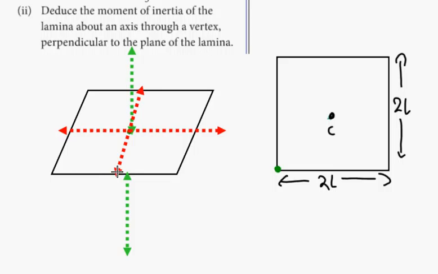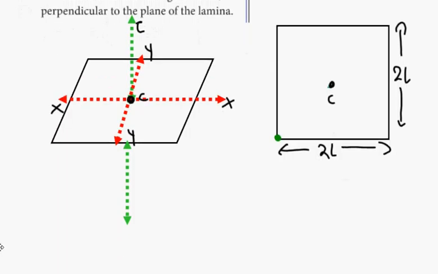So we can call them XX and YY. Doesn't matter which way you do it. Call that XX. Call that YY. And we call this IC, or the C axis, because that point there is C. Perpendicular to X and Y. Now, guess what theorem I'm going to use before the parallel? They're perpendicular. The green one is perpendicular to the two red ones, so I have to use the perpendicular axis theorem. IXX, it's a textbook 1/3 ml squared, is it?